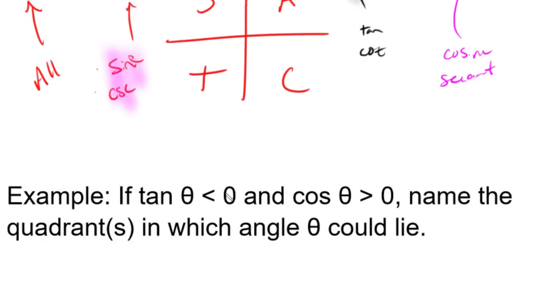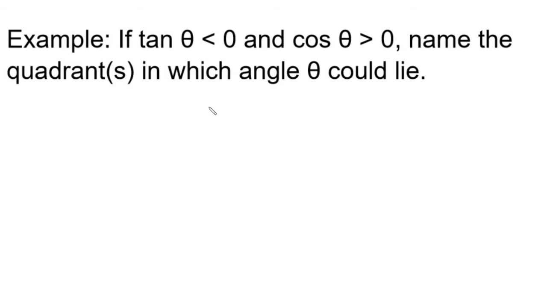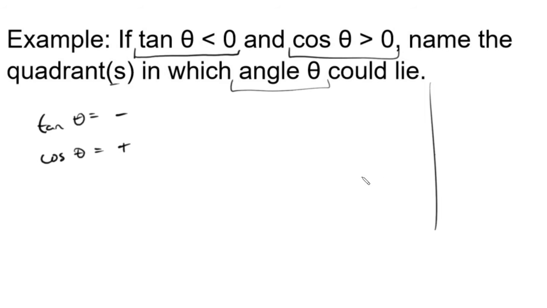Now, let's go ahead and use this information. These are like little puzzles. I like them. If tangent of theta is less than 0, so tangent of theta is negative, and cosine of theta is positive, name the quadrant or quadrants in which angle theta could lie, right? Because angle theta could be here, or here, or we can go all the way around here. Maybe this is theta, right?